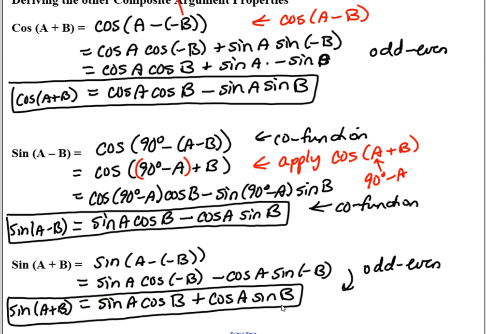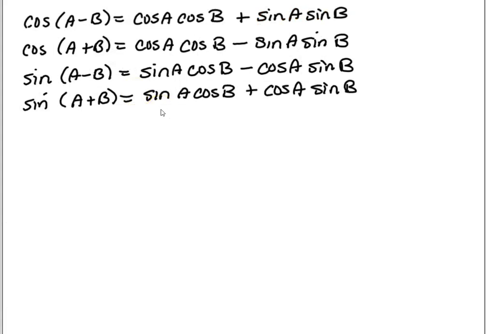Now, what's a good way to remember these four properties? Because I will want you to memorize them. So here they all are written together, and you might want to write them down on your trig property list. So how can we tell the difference?